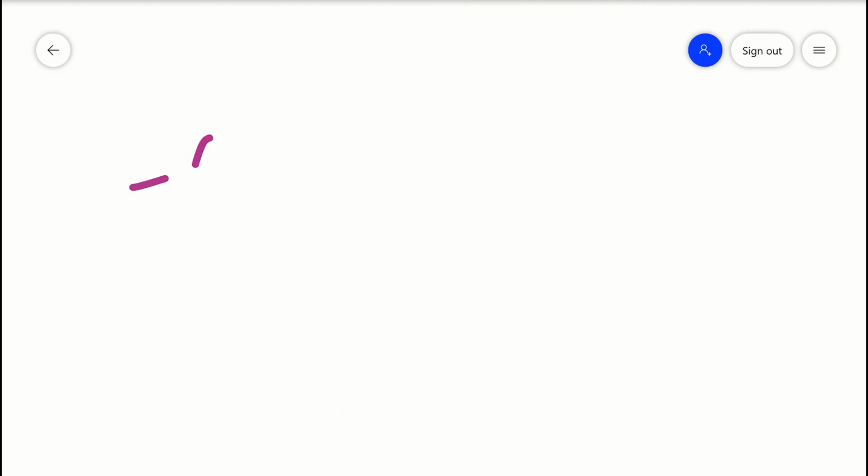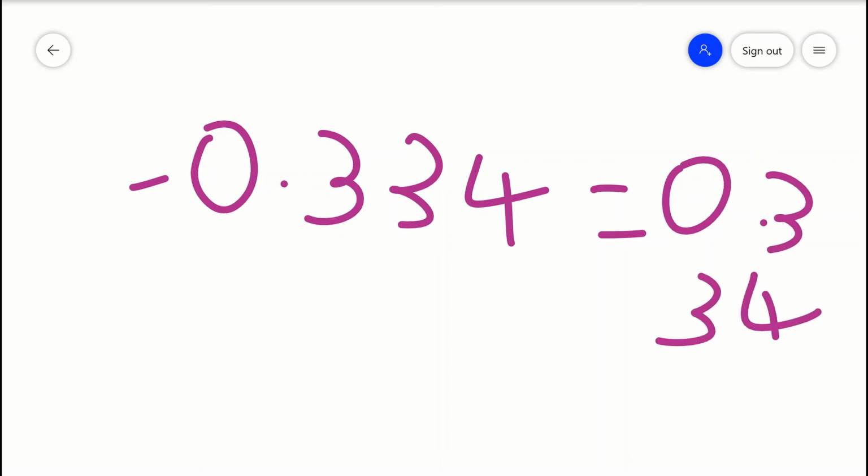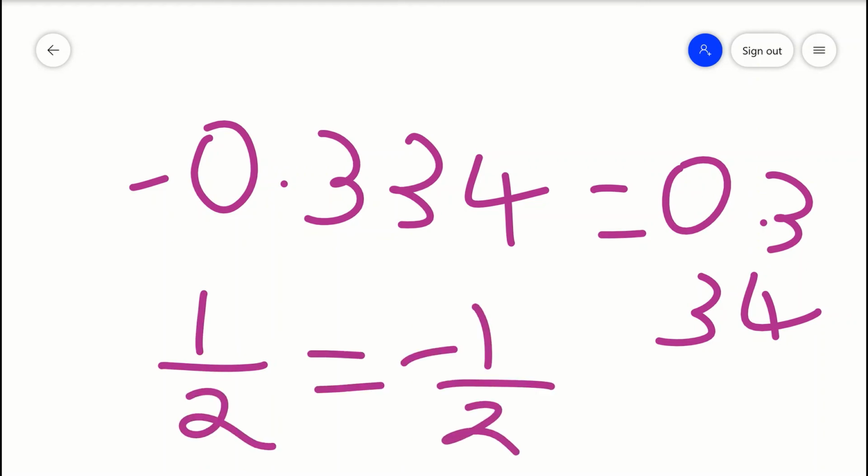Like take minus 0.333, which is nothing but 0.334. Not only that, you can take 1 by 2, which is nothing but minus 1 by 2.